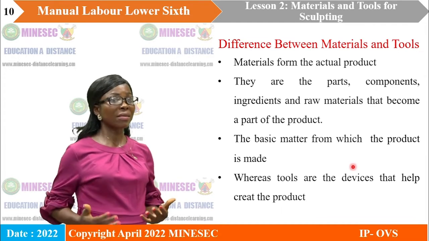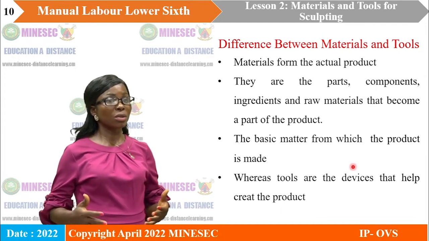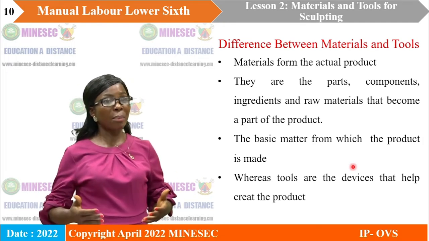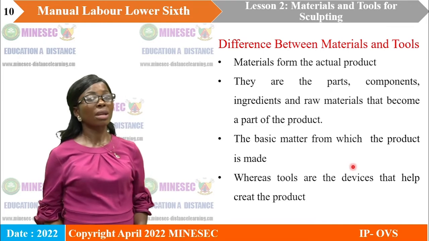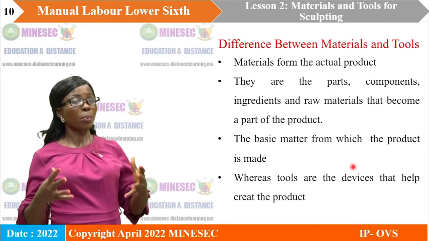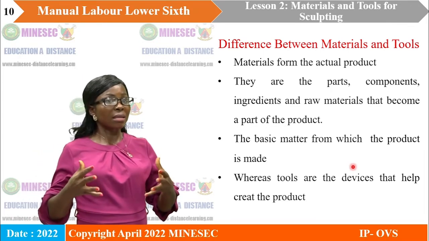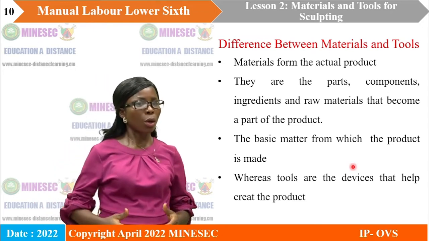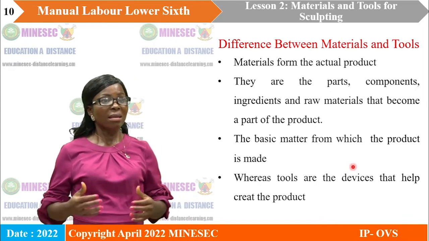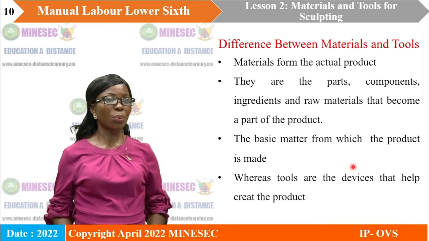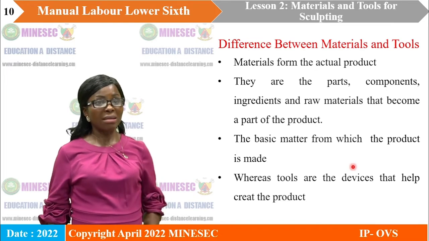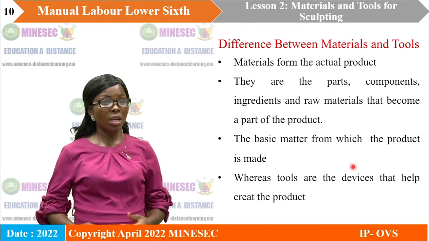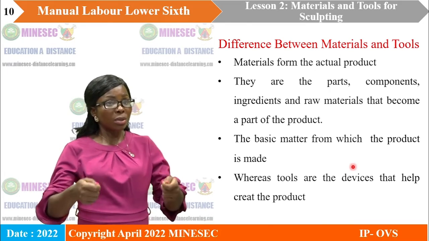Then we move to another explanation for materials, for you to be able to distinguish materials and tools. A material is the basic matter from which the product is made. It means if you have a product, that material is the basic matter from which that product is made. Whereas tools are the devices that help create the product. It means we use these tools in order to create this product using materials.